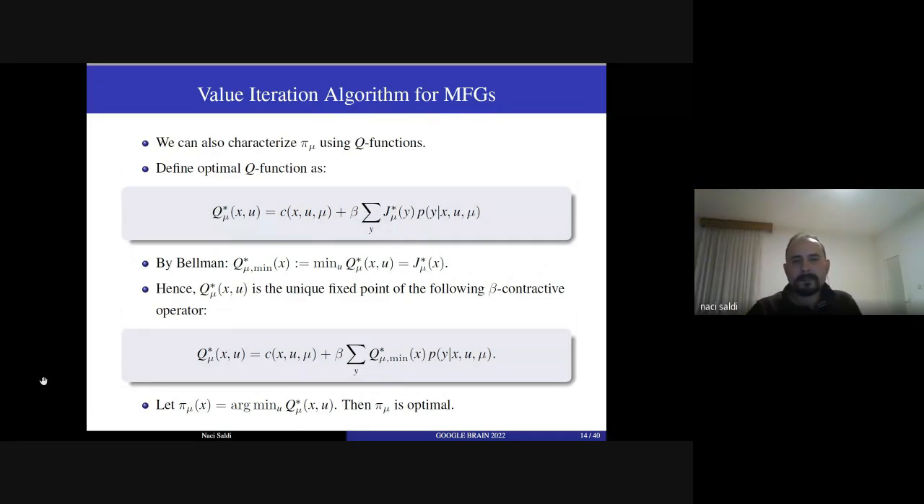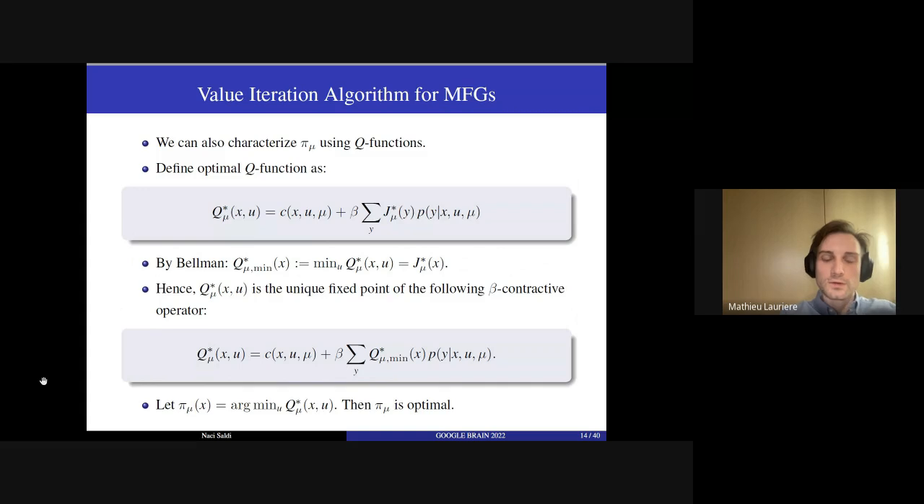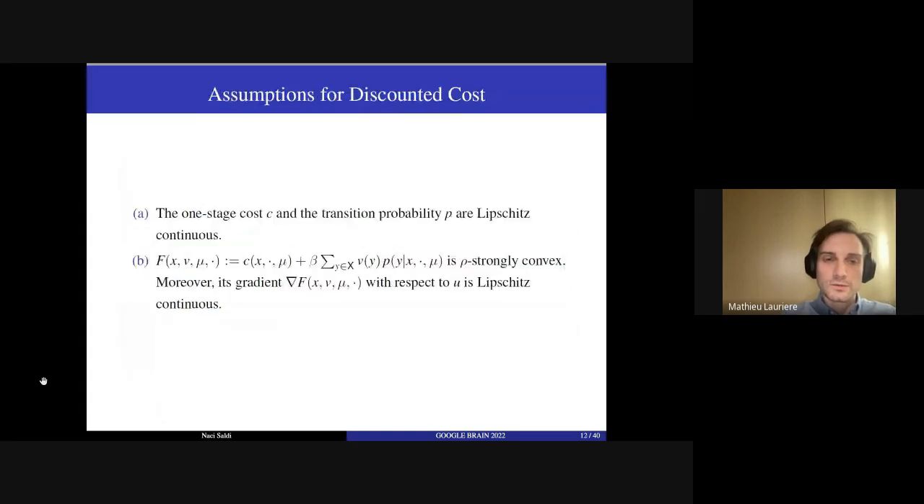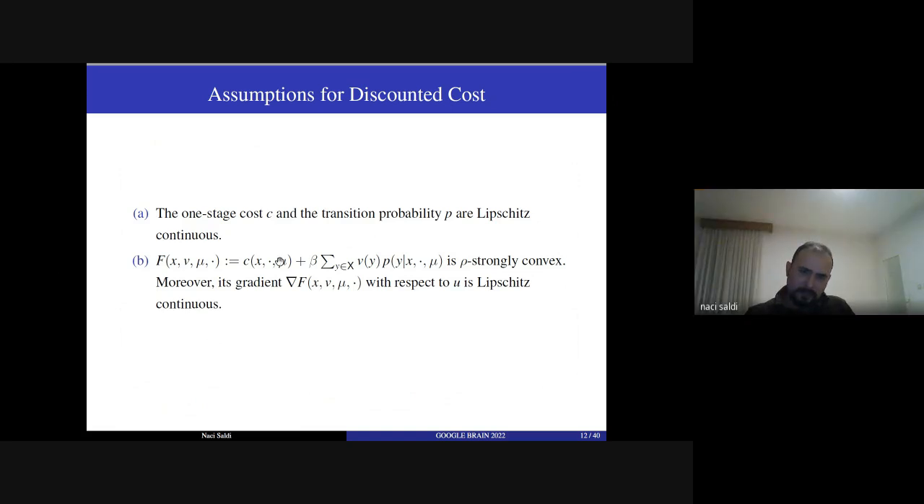Can you check this condition easily, the condition 2 that you have, this B1 condition? Because you don't know the Q function in advance, right? So how do you know if the Q function is going to satisfy it? I think it shouldn't be difficult. For instance, if our one stage cost function is quadratic in A, and if P has some density with some convexity condition, you can easily check this probably.